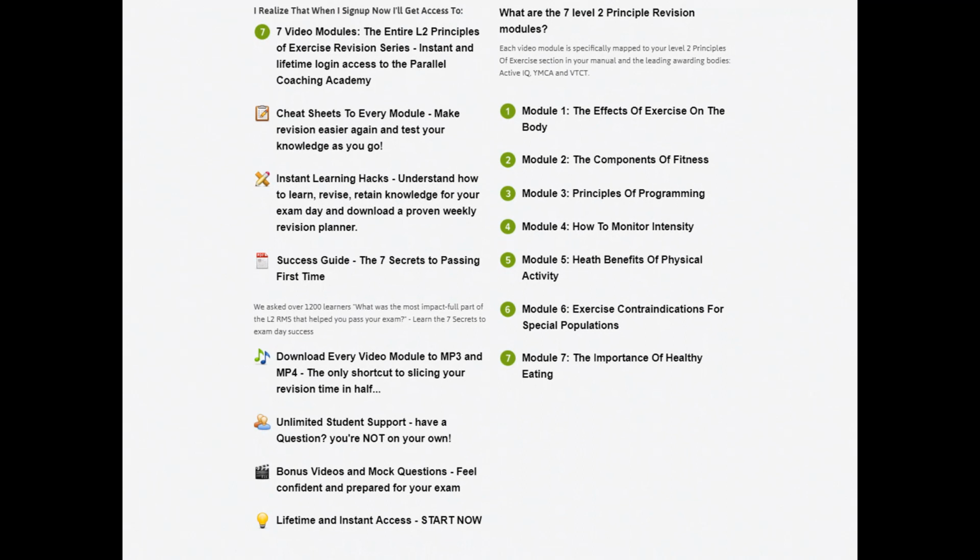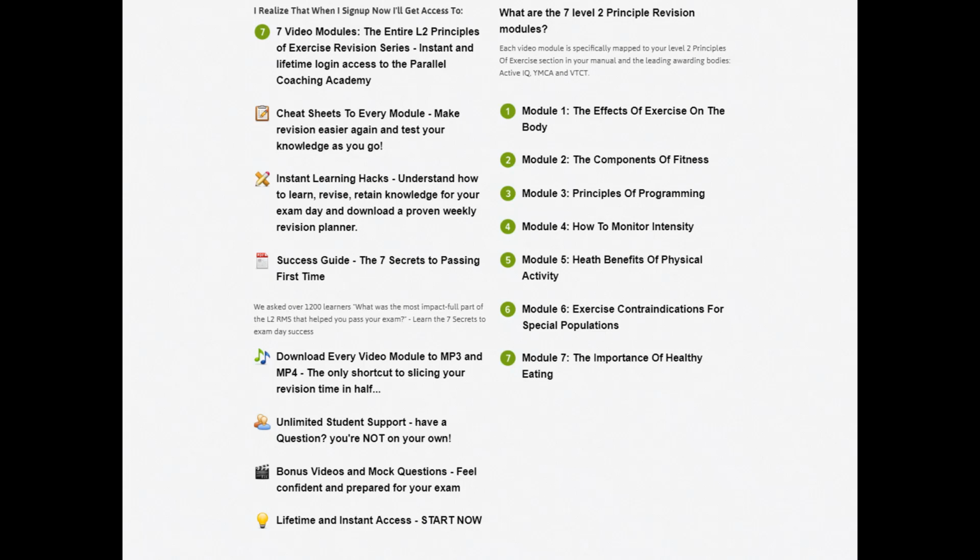The Revision Mastery series is made up of 7 video modules. Now, these video modules are HD videos and they make up the entirety of the Principles of Exercise syllabus. So let's have a look at each of these modules that are included. They include the effects of exercise on the body, the components of fitness, principles of programming, how to monitor intensity, health benefits of physical activity, exercise contraindications for special populations, and the importance of healthy eating.